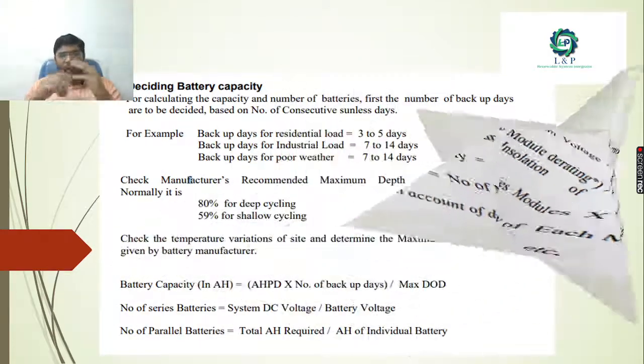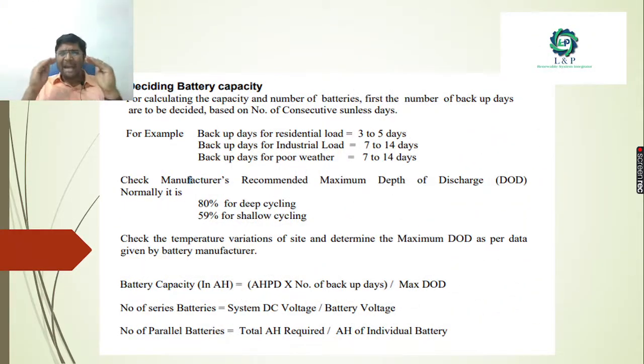And if you're going for deciding a battery capacity, how many batteries we want and what sort of capacity is required, there are basic things you should know first. If it's a residential load, the number of backup days can be from 3 to 5 days. If it's an industrial load, they will ask for high battery capacity. It might be from 7 to 14 days. And if you install in a place where there are poor weather conditions, you can go for 7 to 14 days.